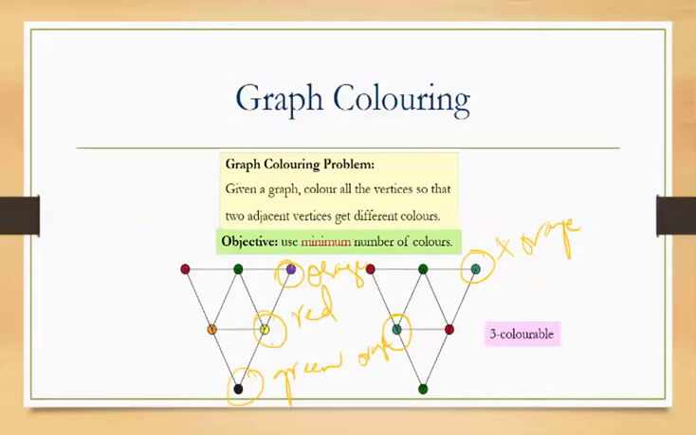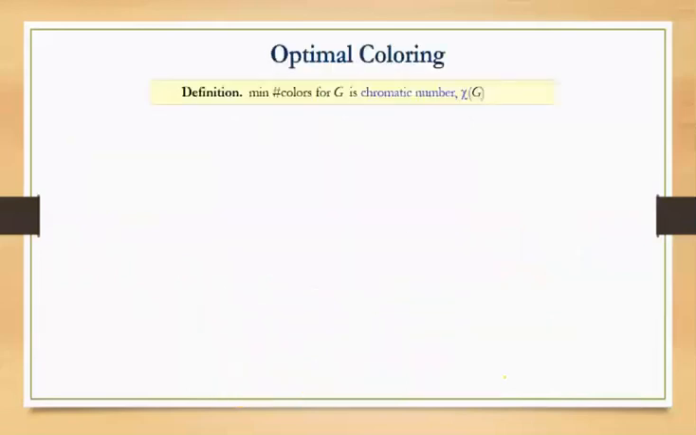So based on that, the optimal coloring, or the chromatic number, is the minimum number of colors for G. It is denoted by that symbol.